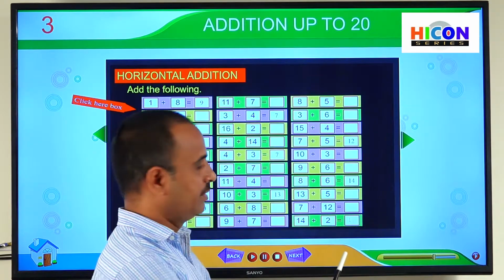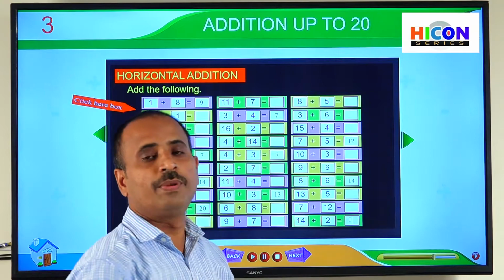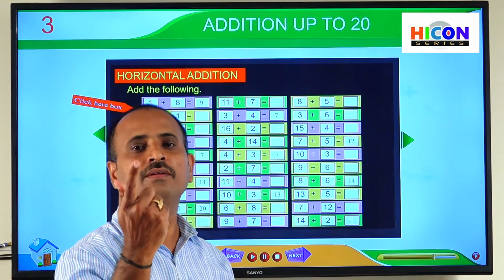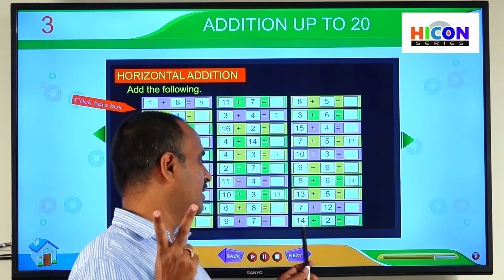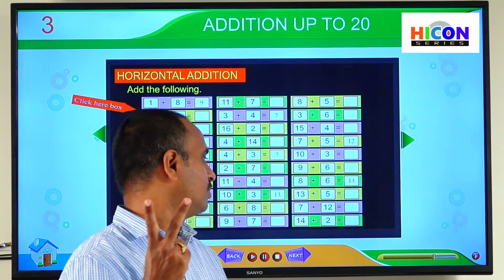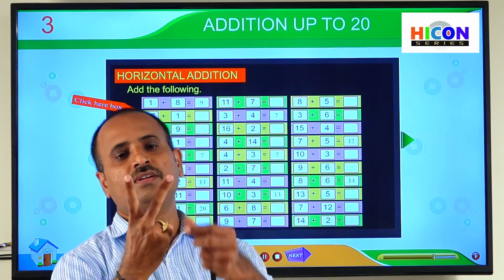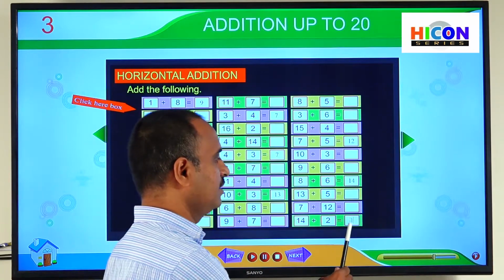14 plus 2 becomes how much? So what is the second number in this addition? 2. So open 2 fingers of your hand. 1, 2. And start counting from the first number. So what is the first number here? 14. After 14 you will get 15. So close the fingers starting from 15. So 15, 16. So write the answer 16.